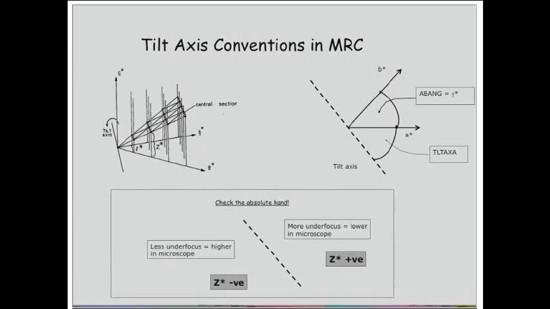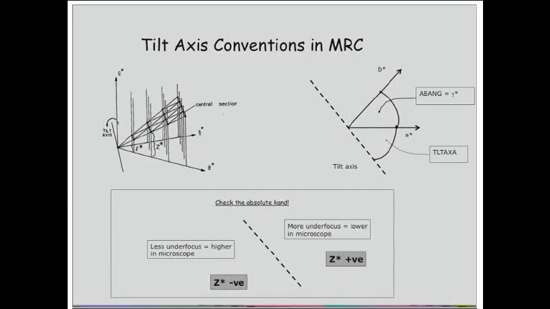Now, when it comes to checking the hand, one thing you could do is just think about your experiment. And let's say here's the tilt axis. And if we just look at the defocus and we find that, let's say, it's more underfocused on this side of the image compared to this side of the image. If it's more underfocused, it means that the crystal is lower in the microscope.